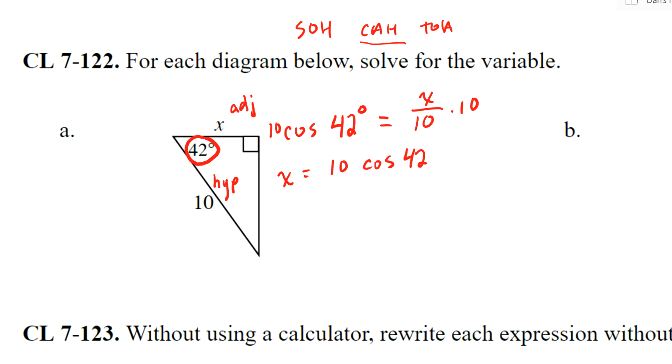10 cosine 42, 7.43. I'm just going to double check my mode. It's in degree mode. We're good. So 7.43.